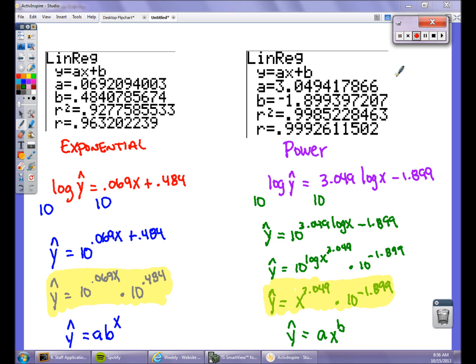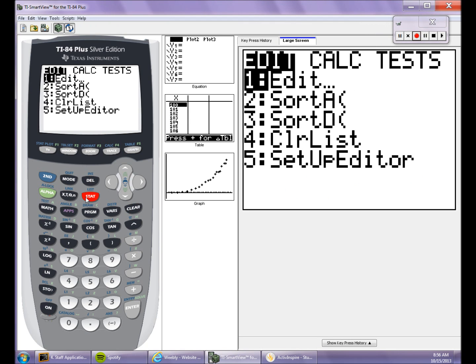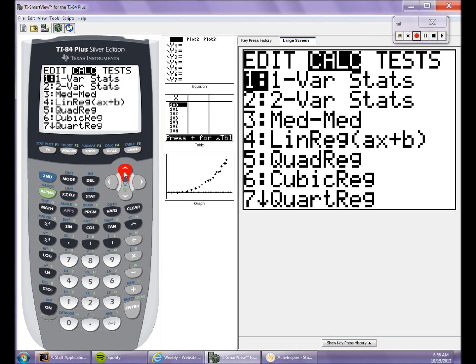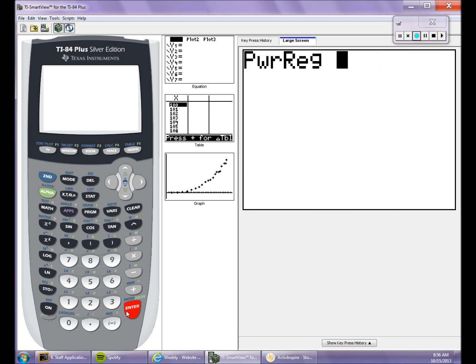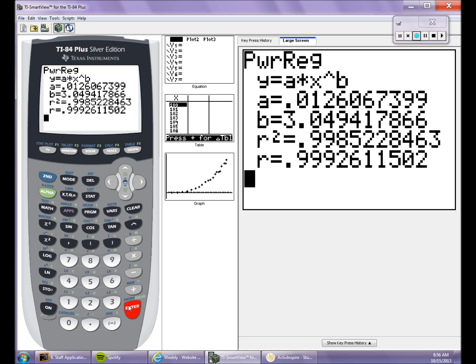I can confirm all this by letting the calculator go through this process, and let me show you how to do that. On my calculator, Stat, over to Calc, scrolling to the Power Regression, Option A on my calculator. It will default to L1 and L2. I do not want to do this with the linearized data. I want to do it straight from the power model. The calculator will do the linear process on its own. Simply hit Enter. And I get an algebraically equivalent equation.